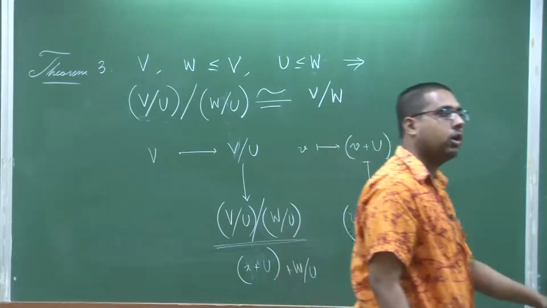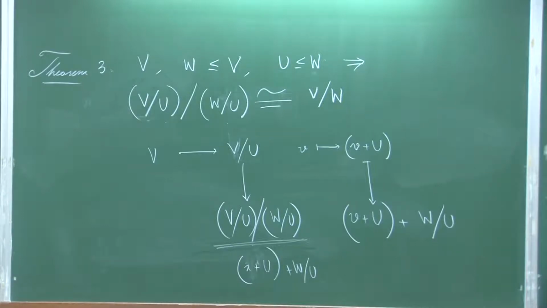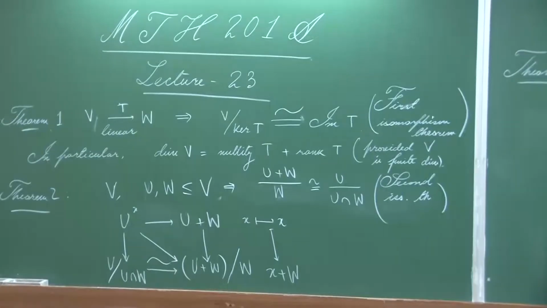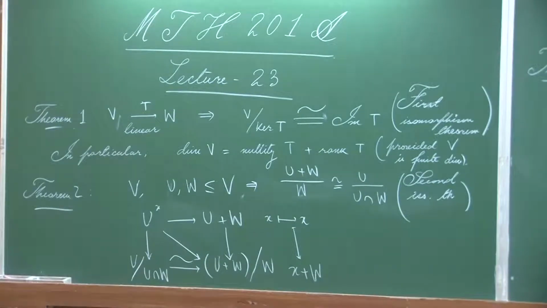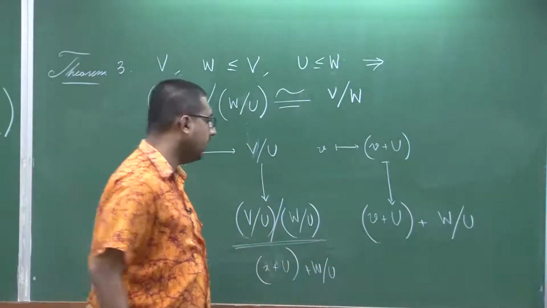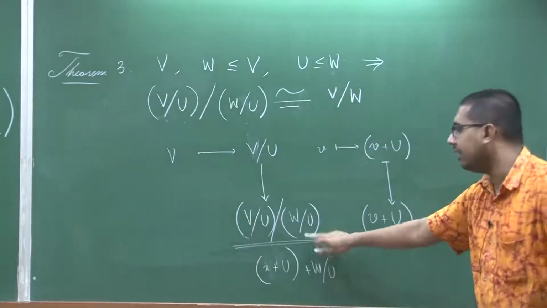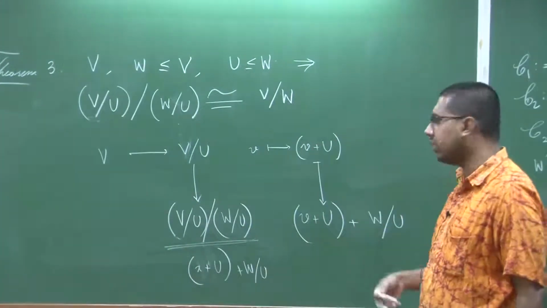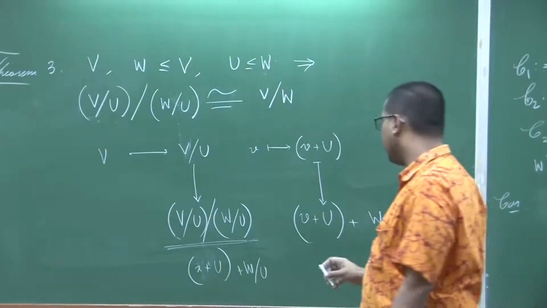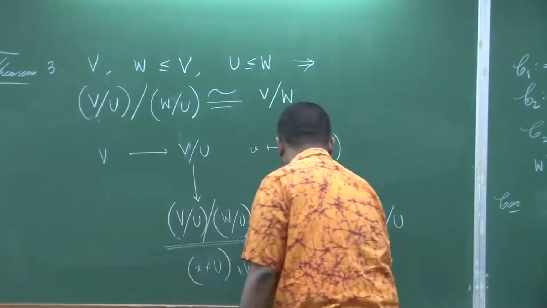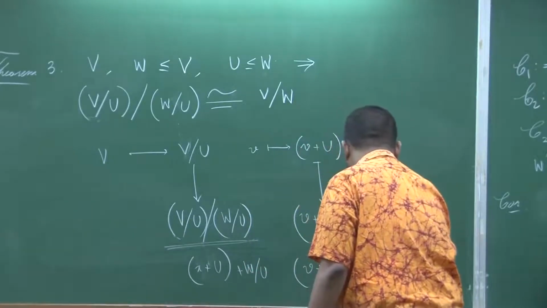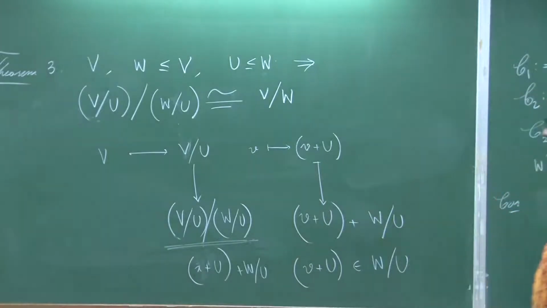We now have to talk about its kernel. Once we know the kernel, we will simply use the fundamental theorem of linear transformations. So, what is the kernel here? A v is going to this particular coset, and what is the zero vector in this repeated quotient? The zero vector will be W modulo U. Okay. So, if v lies in the kernel, then what happens is v plus U lies in W modulo U, right?